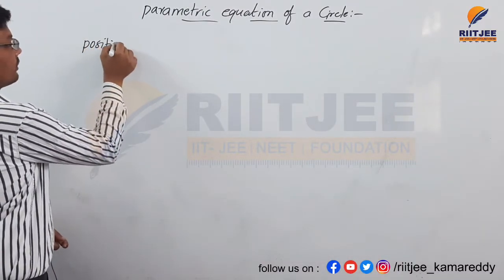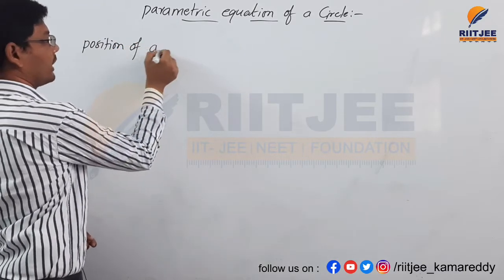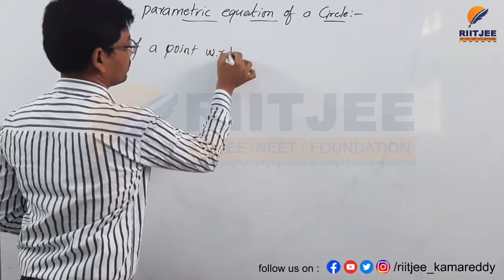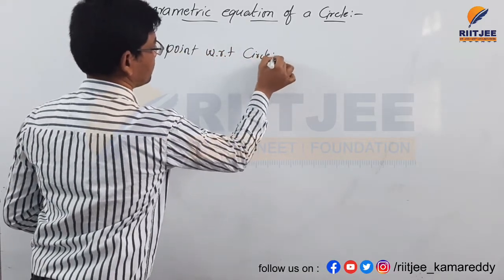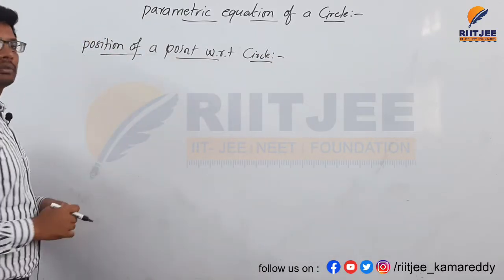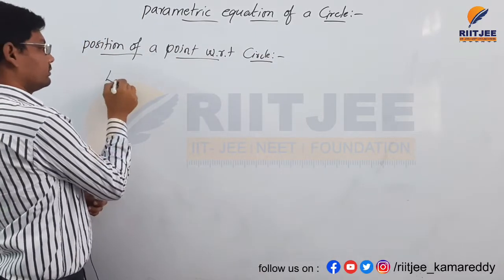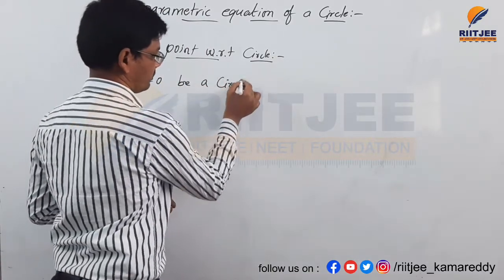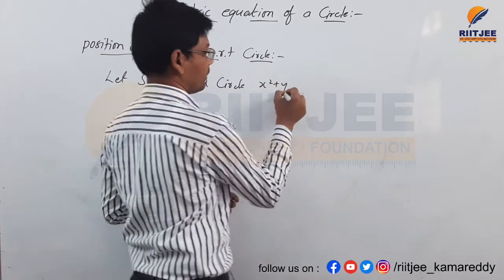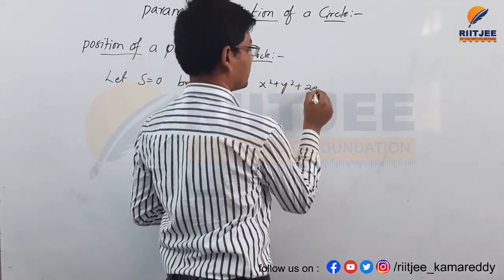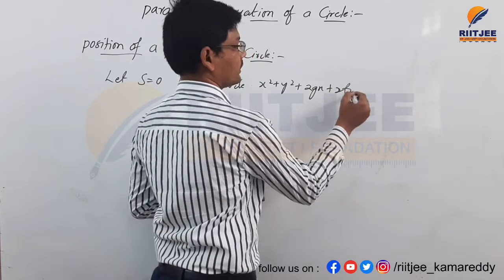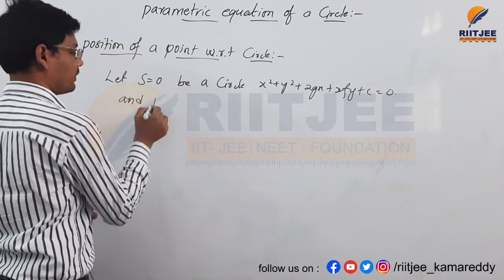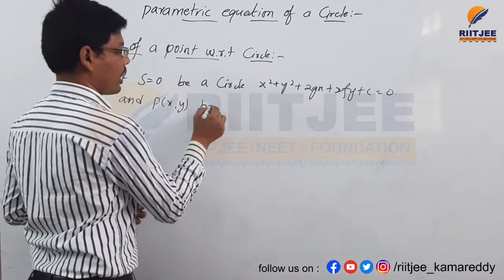Position of a point with respect to a circle, that is nothing but here: let S = 0 be a circle, that is x square plus y square plus 2gx plus 2fy plus c is equal to 0, and P(x, y) be a point.